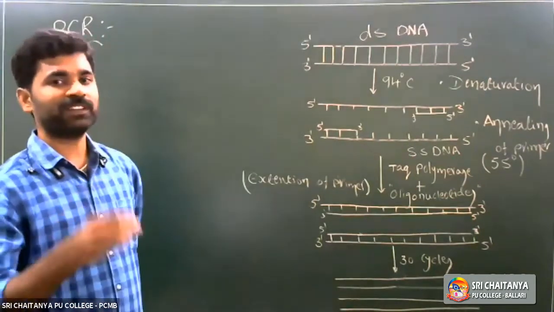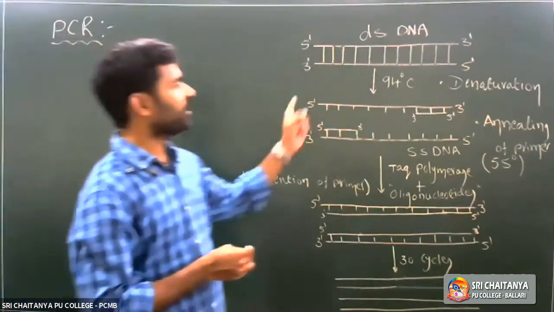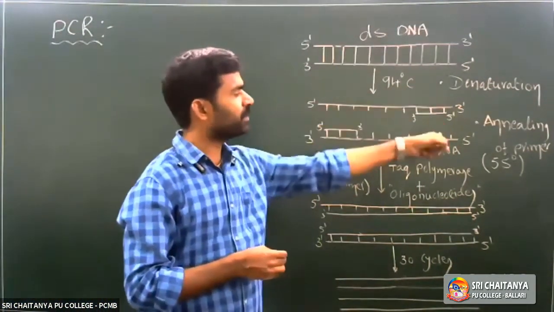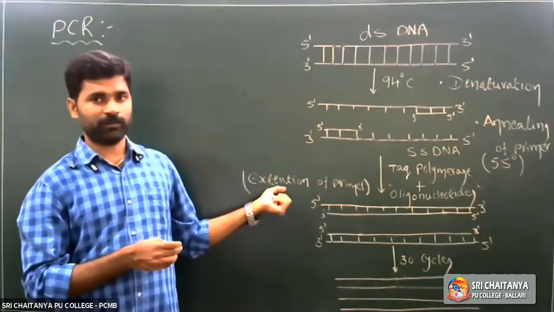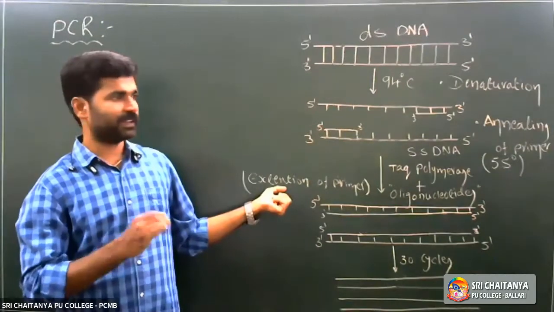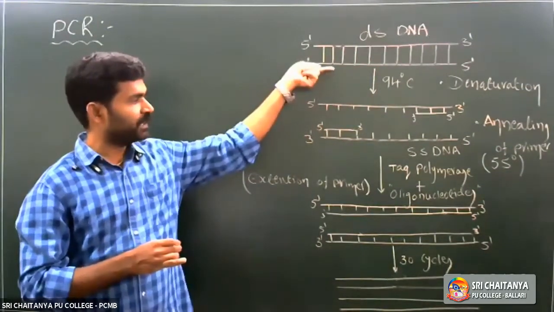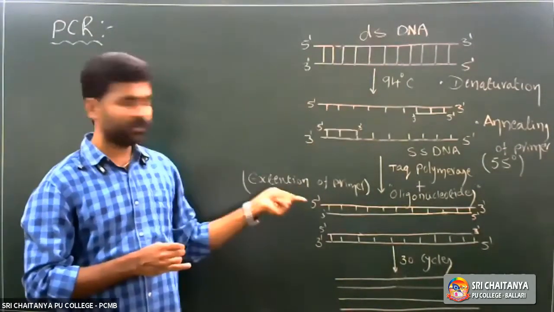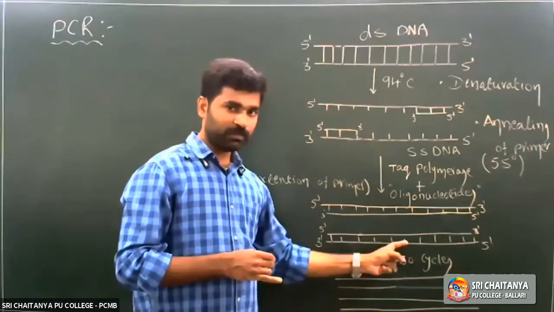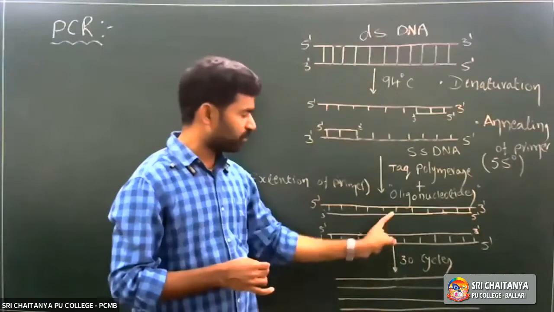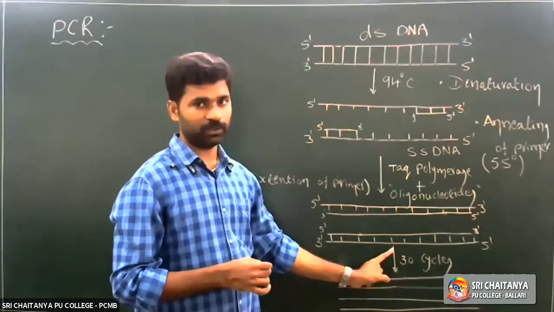In one PCR cycle, how many steps are involved? One is denaturation, second is annealing of primer, and third is extension of primer, right? So one PCR cycle includes three major steps: denaturation, annealing of primer, then extension of primer. It results in the formation of two DNA molecules. It means one DNA molecule is converted into two DNA molecules, right?